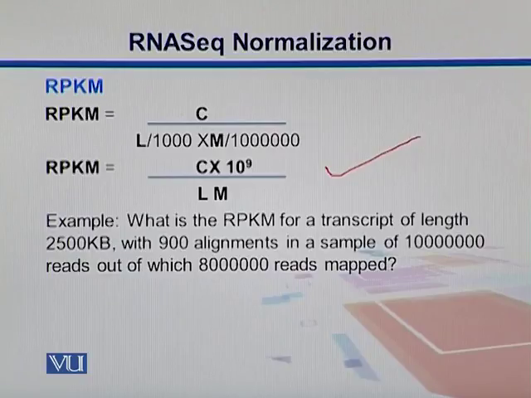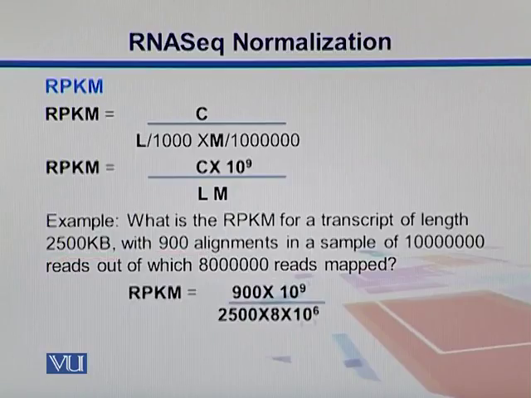What is the RPKM for a transcript of length 2500 kb with 900 alignments in a sample of 10 million reads, out of which 8 million reads were mapped? So 8 million reads were mapped. Which figure is important, 10 million or 8 million? Obviously we are looking for mapped reads, so 8 million is important. This number we use in our calculations. 900 alignments, here is the 900 reads which are hitting this particular gene, whose length is 2500 kbs.